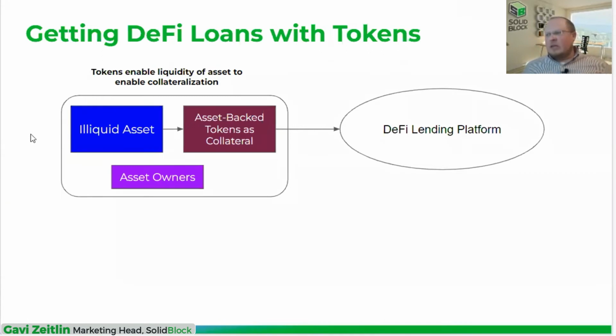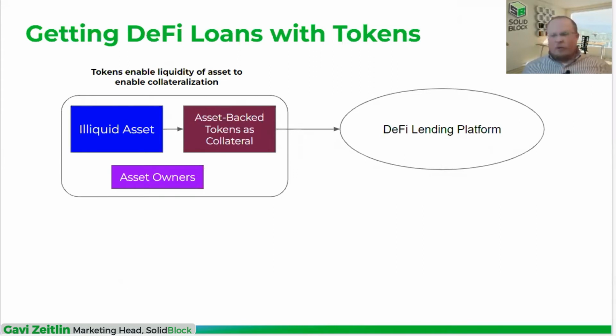So in this scenario, you have your illiquid asset, whatever that may be. That's the house, the building that you're holding. And you have your tokens that are backed by that asset. You can use them as collateral. So you're the asset owner, let's say in this case. You can send them out to a DeFi lending platform. So this is how this works.